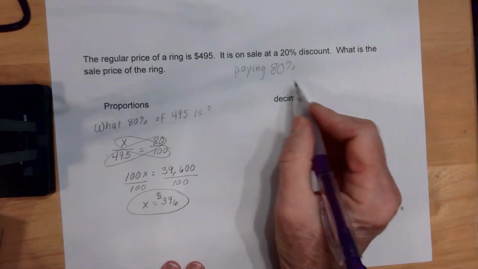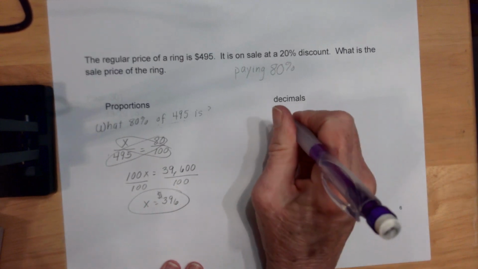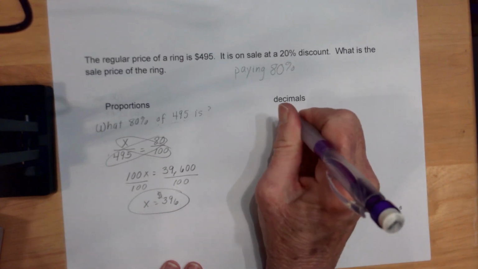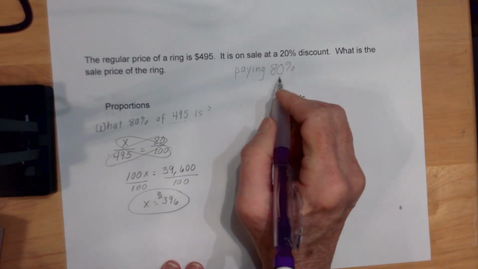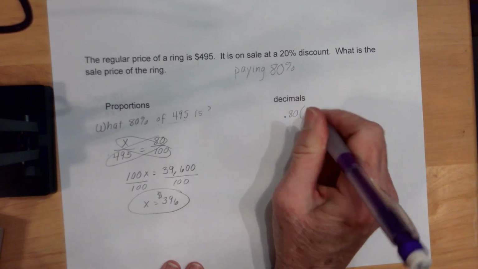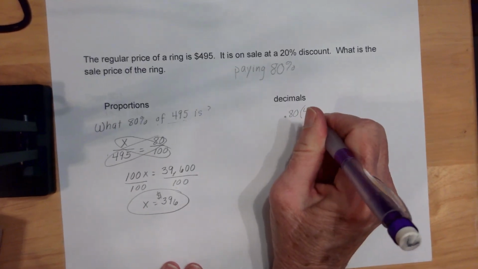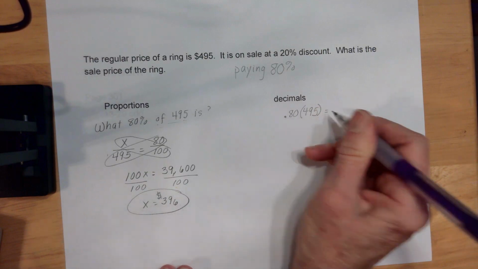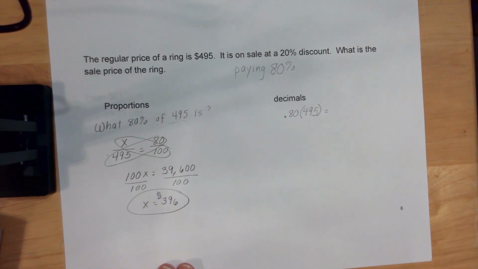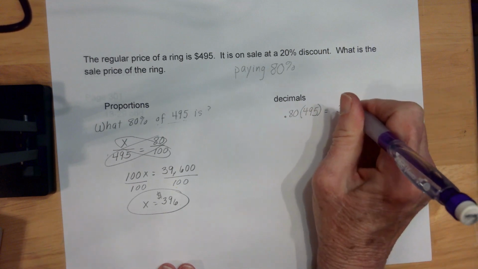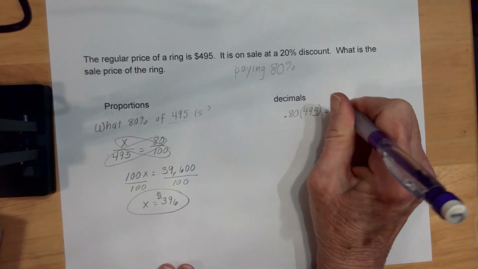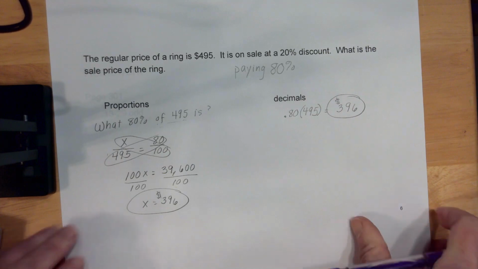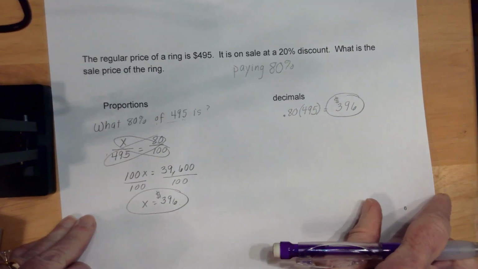If you do it by decimals, you're going to change the 80% to a decimal, 0.80, because you're going to move the decimal 2 places to the left. You're going to multiply it by the price of the ring. And let's make sure that we get the same thing when we do that. And we do. We get $396. And that's going to be the price that you have to pay with a 20% discount.